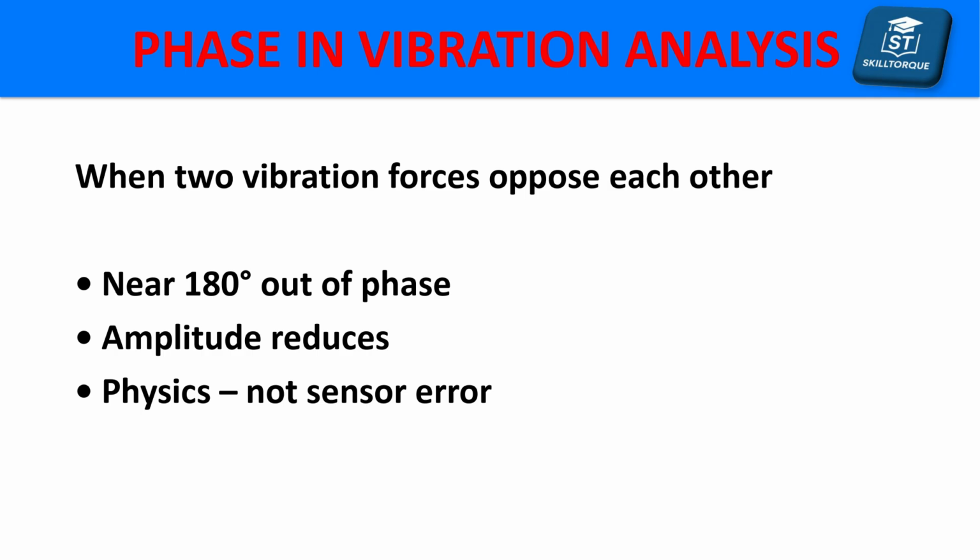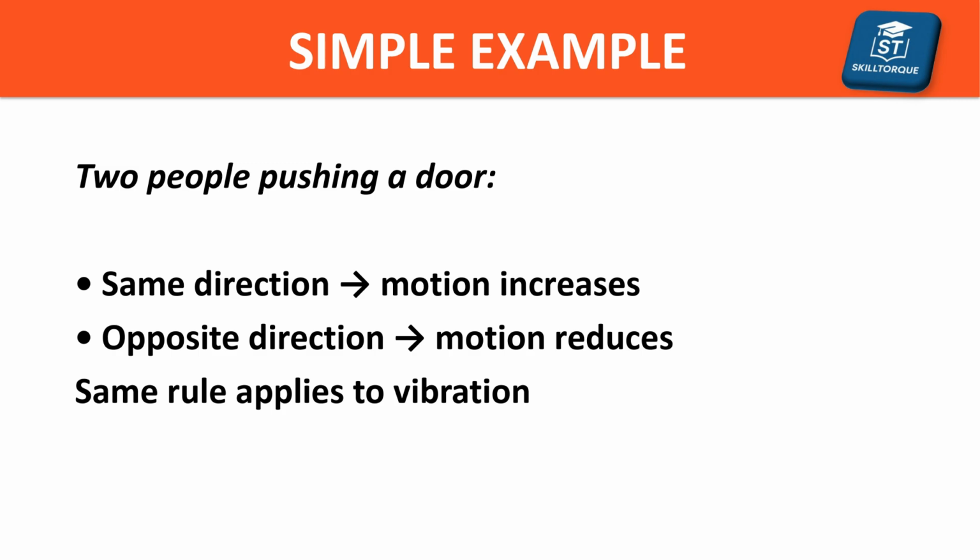Next, let's take one normal example. Think of two people pushing a door. If both push in the same direction, the door will move very easily. If one pushes forward and another pushes backward, the movement is reduced, but the force is not. The movement is reduced but the force isn't. This is exactly what happens in machines. This is not an instrumentation error, it's just normal physics.